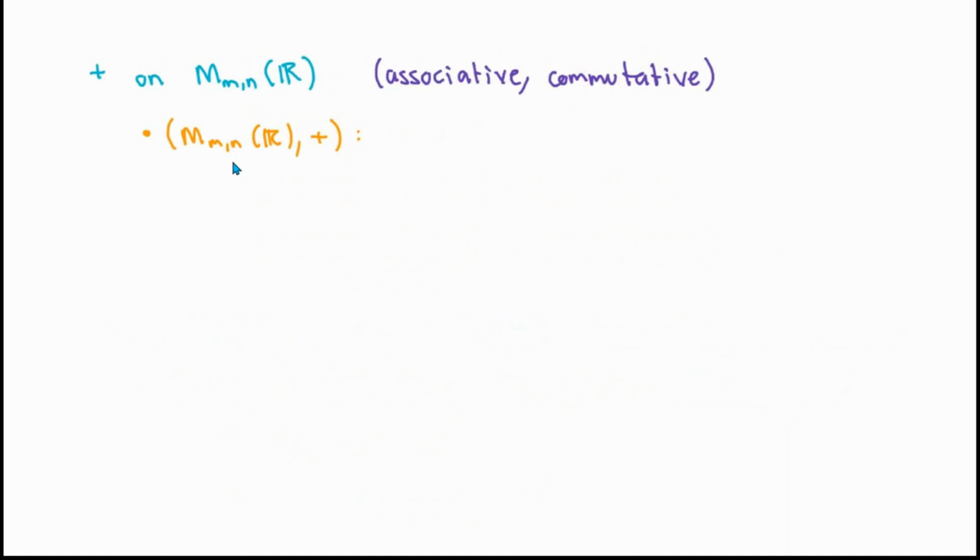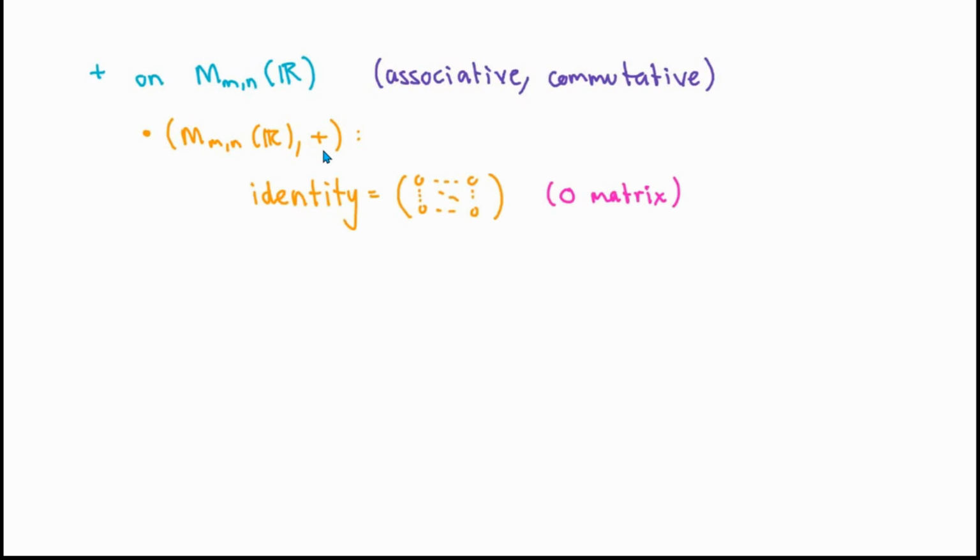Next, let's consider the collection of m by n matrices with real coefficients together with the binary operation of addition. Now, I just want to keep reminding you that when you're trying to check whether or not something is a group, there are three things that you need to check. First of all, you need to check that the binary operation is associative, which we've done in this case. Second, you need to check for existence of an identity element. And third, you need to check for existence of inverses.